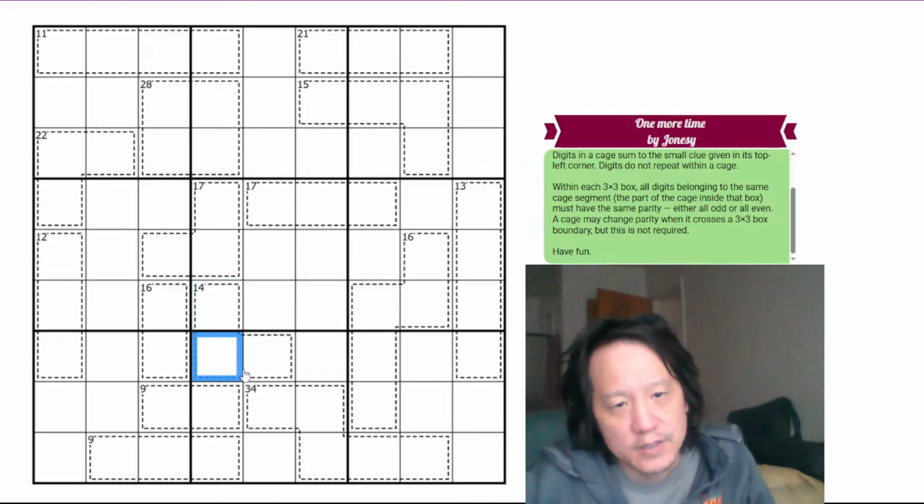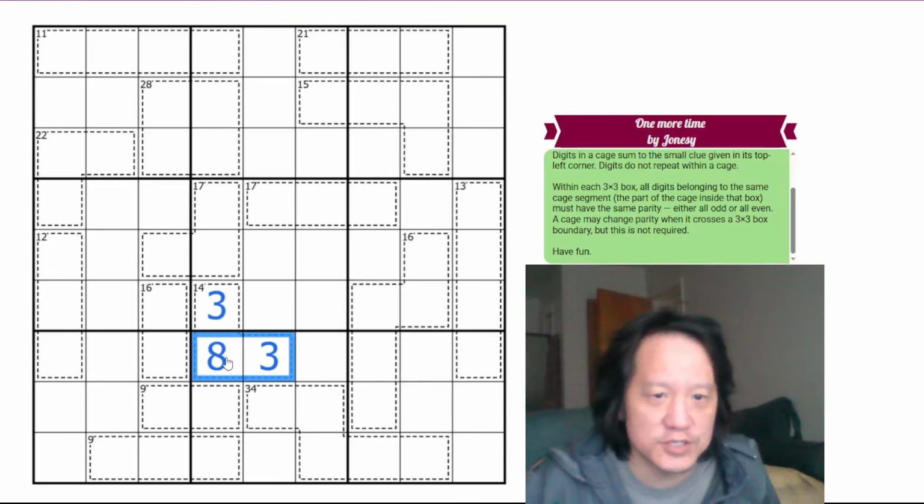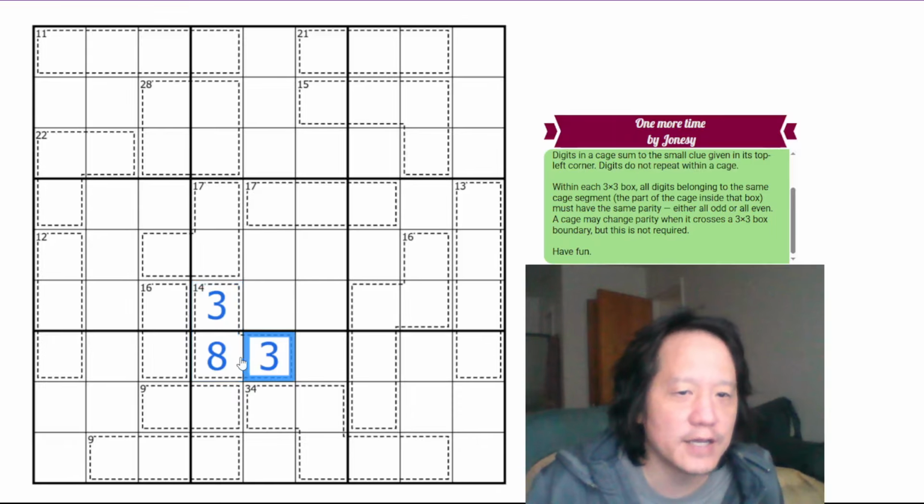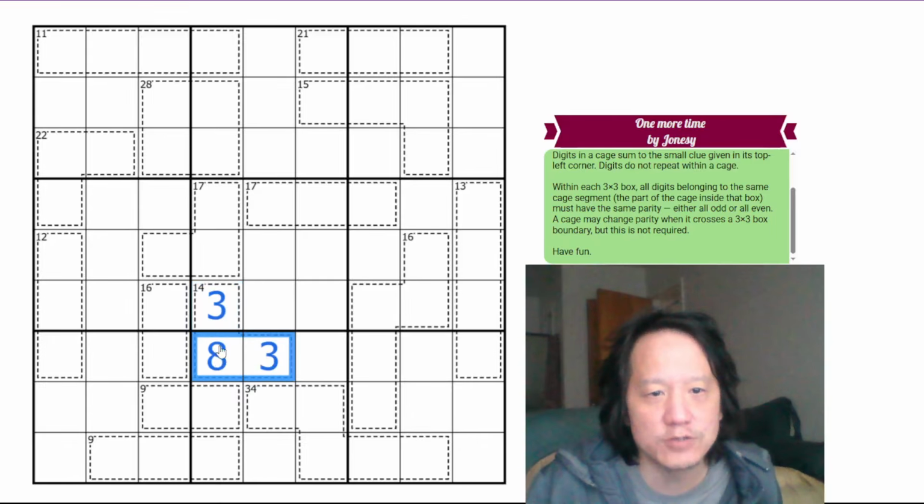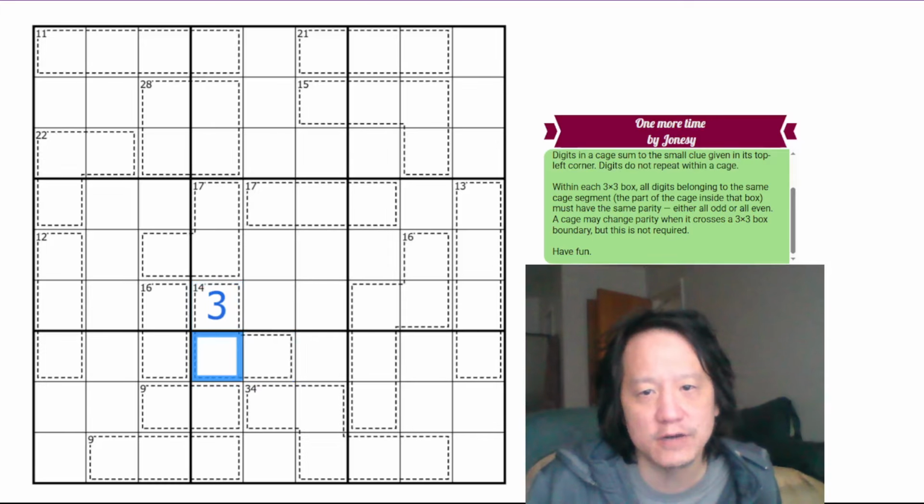What you could not have, though, is something like 3, 8, and 3. Because 3, 8, and 3, while it adds up to 14, has a repeat within the cage, and that's not allowed.